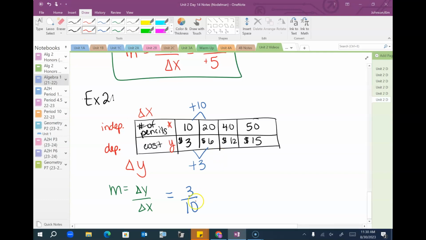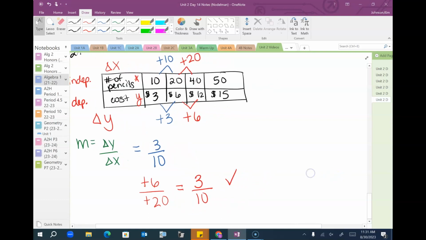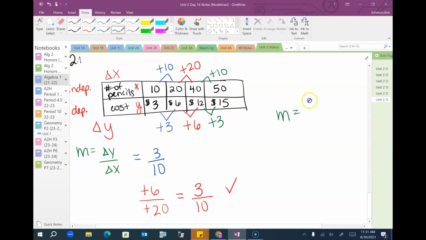Let's verify and see if that remains the same throughout the table. To get from 6 to 12, I add 6. To get from 20 to 40, I add 20. So the second slope is +6 over +20. That's not the exact same numbers, but if we simplify it, dividing both 6 and 20 by 2, we get 3 over 10. So that is still the same slope. And then between the last two numbers, I add 3 and I add 10. So for this particular example, my slope is 3/10.